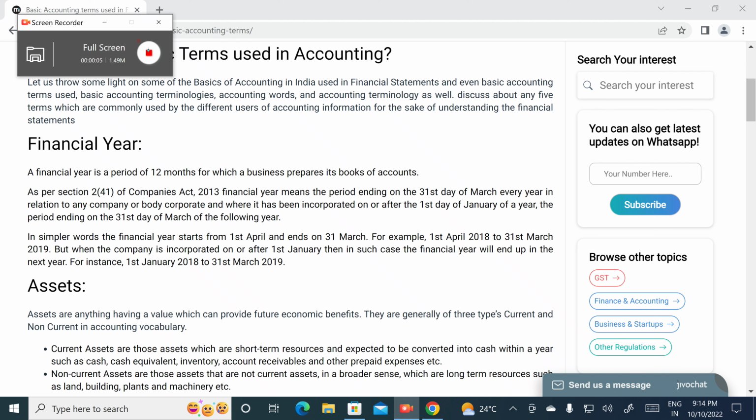So, today we are going to discuss the basic terms of accountancy, the basic terms which we use in accountancy. Many of my students aren't aware of the basic terms as they have joined the classes very late. So, first we are going to discuss the financial year.